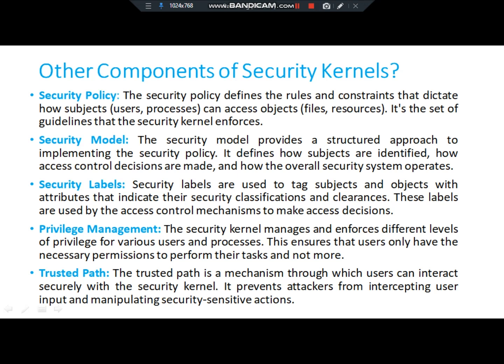Bismillahirrahmanirrahim. Okay, friends, among the operating system components are the security policy, the security model, the security label, the privilege management, and the trusted computing base. First is the security policy.